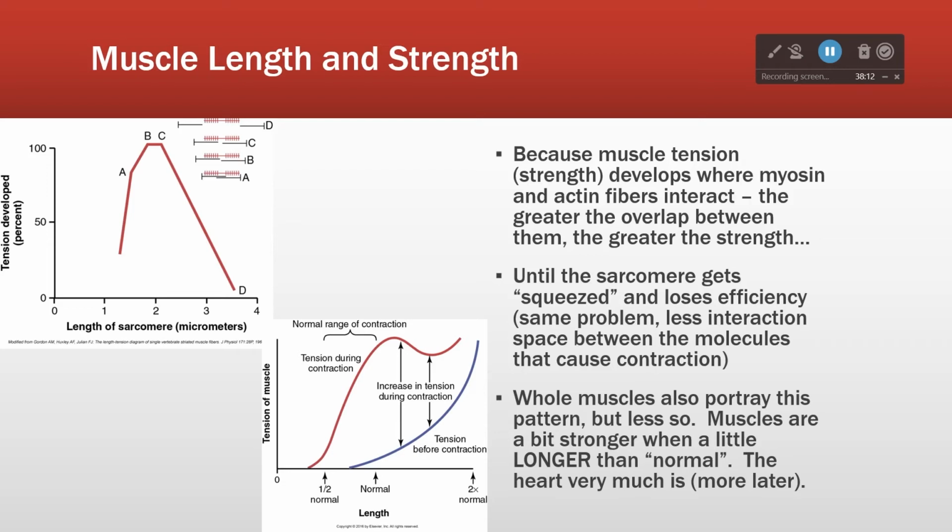And it's fully explainable by the anatomy of the sarcomere. What's happening is there's less and less myosin and actin interaction. There's less and less overlap. That's where the strength comes from. So as we stretch a muscle out, it becomes weaker and weaker.